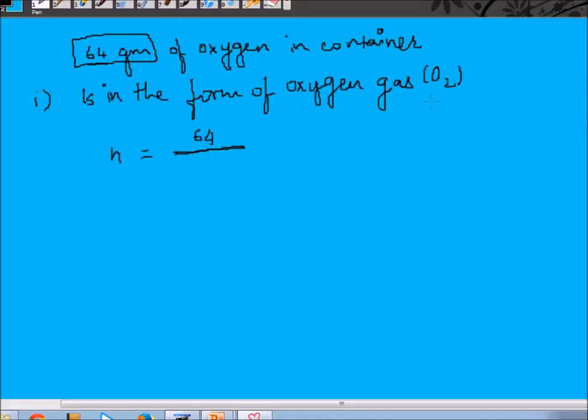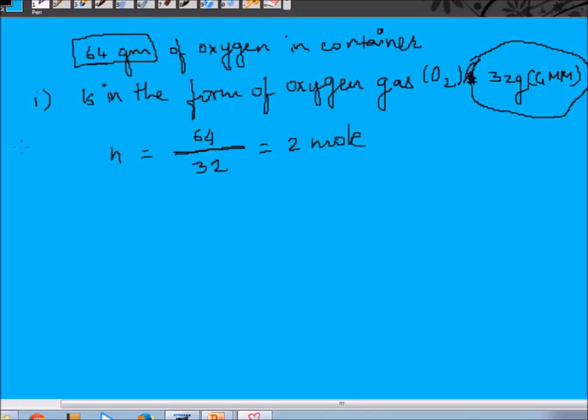Now we know the gram molecular mass of O2 is 32 grams. You just substitute it over here. So 64 divided by 32 comes out to be 2. Hence 2 moles of O2 are present in the container. Now you know how to calculate moles if you are given the mass of a substance.